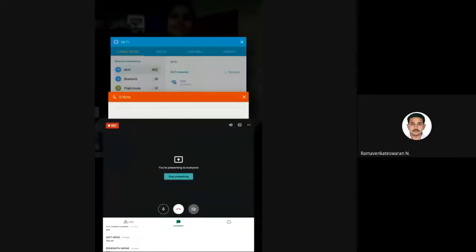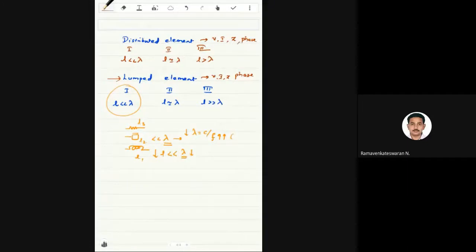So what is the answer for distributed elements? Whenever the operating wavelength is the area of interest, and it becomes lower and lower, comparable to the physical length of the device, or sometimes the physical length of the device is more than the operating wavelength, these two cases are called distributed elements.